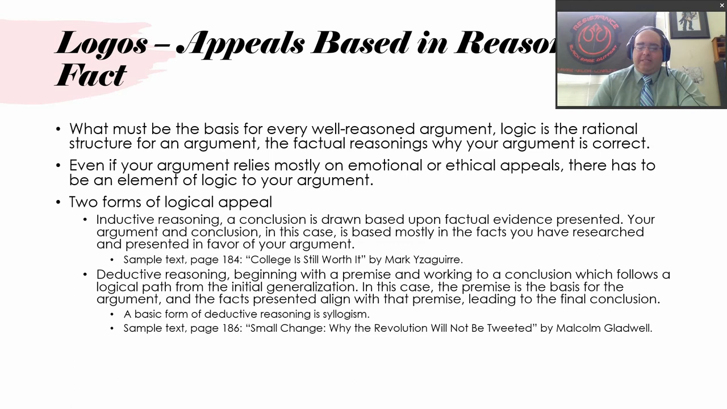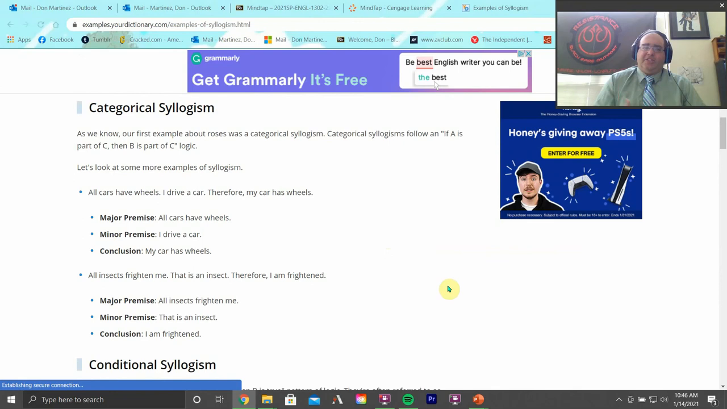Give me a minute. All right, so we have a few different subdivisions of syllogism. So we're going to take a look at a brief example of most of them here. We have started off with a categorical syllogism. Okay, we have a couple examples of that. Here's what we're talking about. Major premise: all cars have wheels. Then followed by the minor premise: I drive a car.